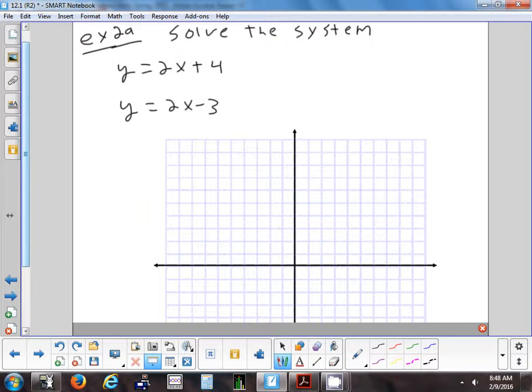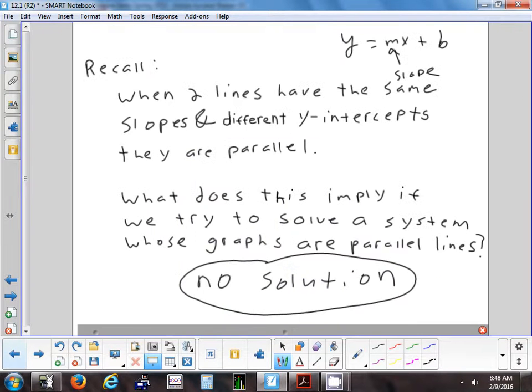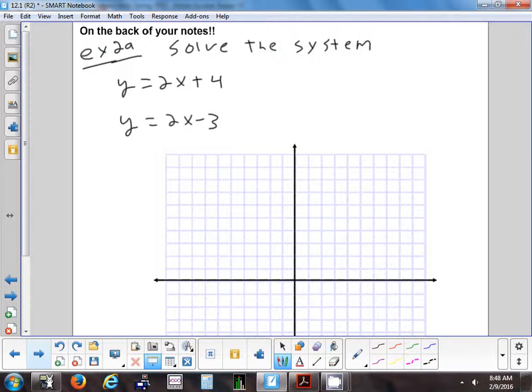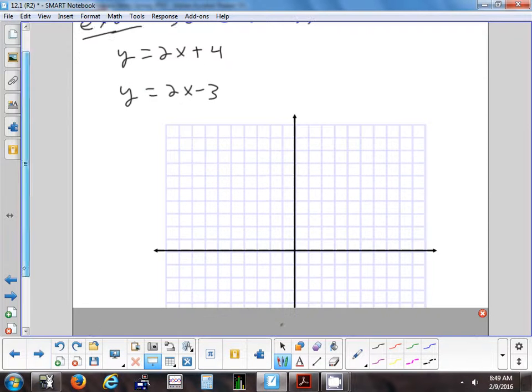Okay, so before I even start to graph this, does anybody have any thoughts? I'll graph this one quickly, but think about what Mr. Roy just said. Look at the number with x. What do you notice? It's 2 for both of them. And what do you notice about the y-intercept? Same or different? Same slope, different y-intercept. Same slope, different y-intercept means parallel. Are these lines going to cross if I draw them? No. So I already know it's going to be no solution.